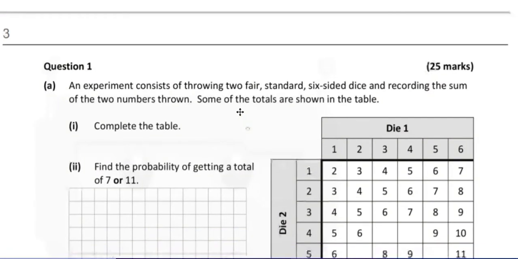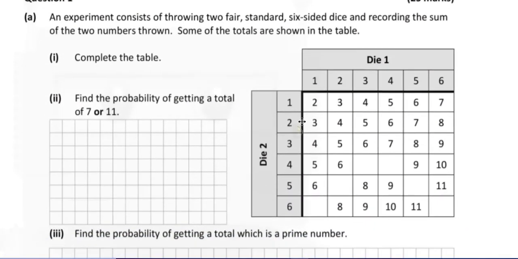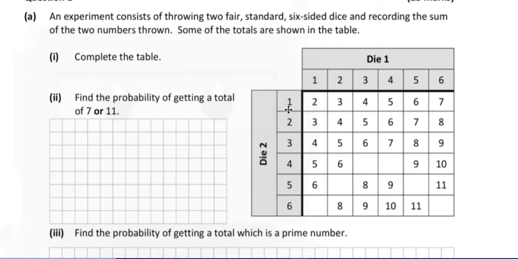An experiment consists of throwing 2 fair 6-sided dice and recording the sum of the 2 numbers thrown. Some of the totals are shown on the table. Find the probability of getting a 7 or 11. I'm just going to finish off the table. 2 plus 5 is 7. That's a 7. That's a 7. That's an 8. That's a 10. And that's a 12. Remember, you basically add the numbers across.